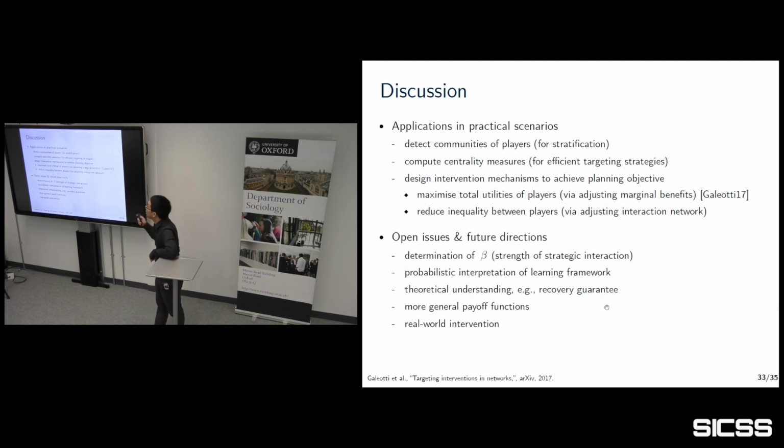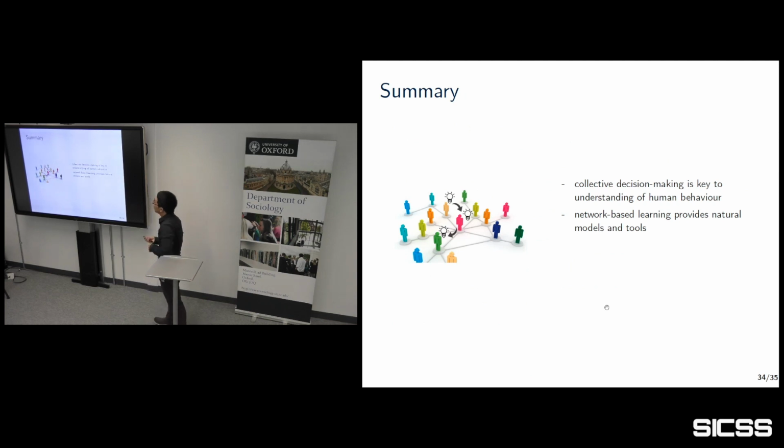So the high-level idea here is kind of opposite to the first problem that I talked about. If we observe certain actions, can we go back to infer the hidden links between them? So these two combine together in the sense that I think collective decision making is key to understanding behavior, and network-based learning can provide some natural models and tools to do that.